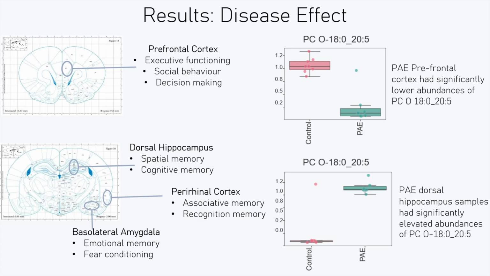I found that one specific lipid, PC O-18:0/25:5, was changed significantly in 4 out of 10 brain regions, being upregulated in the basolateral amygdala and dorsal hippocampus, and downregulated in the perirhinal and prefrontal cortex. These areas were generally related to emotional-based memory, which have interesting correlations with PAE symptoms.